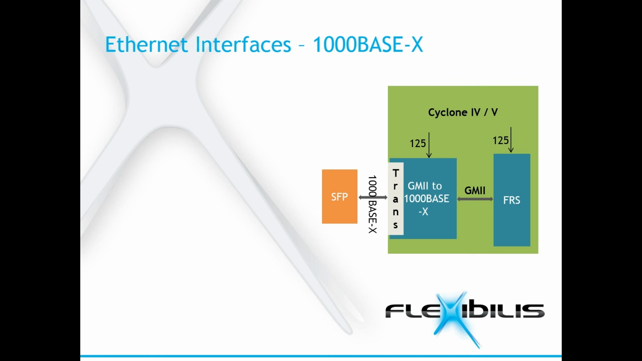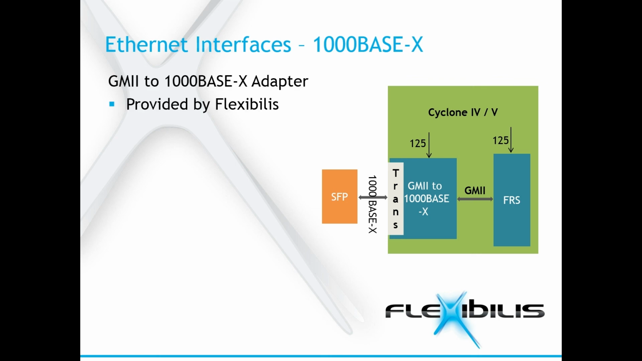The Flexibilis 1000 base X adapter provides a conversion from the GMII interface to the 1000 base X interface. It is much smaller in size than the SGMII 1000 base X adapter presented in the previous slide, but this adapter does not provide SGMII.